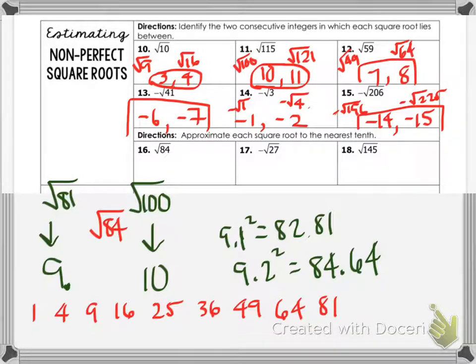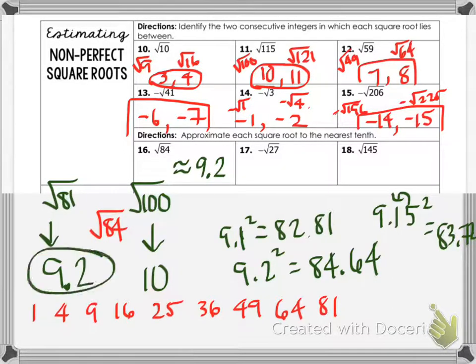9.1. We can make this a little more precise, and we can try a number like 9.15 squared and see if it gets us closer without going over. So let's try that. 9 and 15/100 times itself is going to give us 83 and 72/100. So that gets us closer, and if we want to round that 5, we're going to say here that our answer is approximately 9.2. So it's just a matter of guessing and checking. And this is not accurate, it's just an approximation.